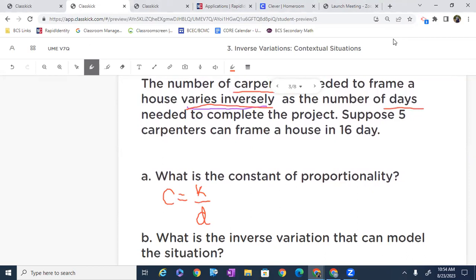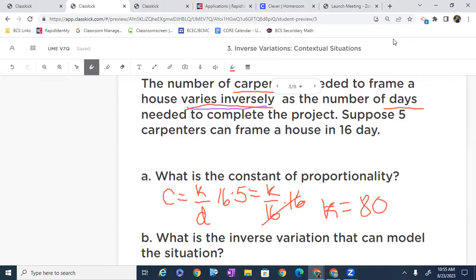So I'm going to take our carpenters, which is 5, equals k over our days, which is 16 days, and I'm going to multiply by 16. Another shorthand method of doing this is just do 5 times 16. And that should give us that k is equal to 80.